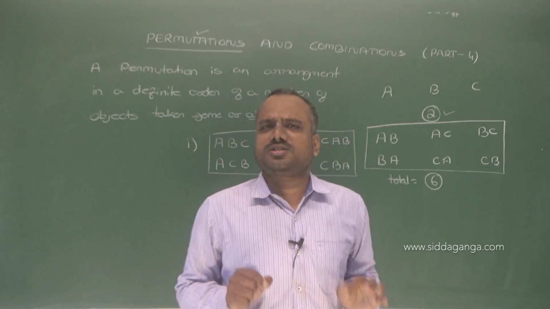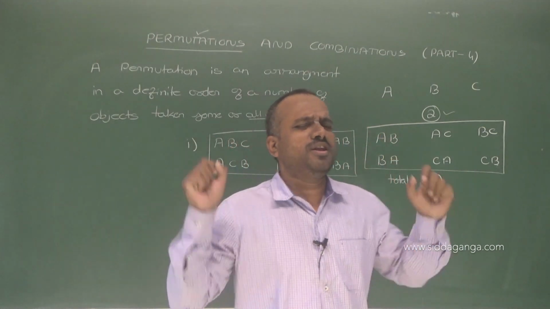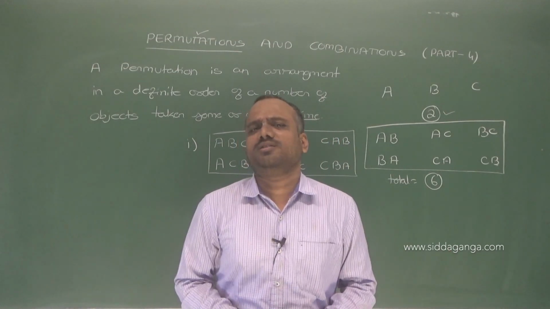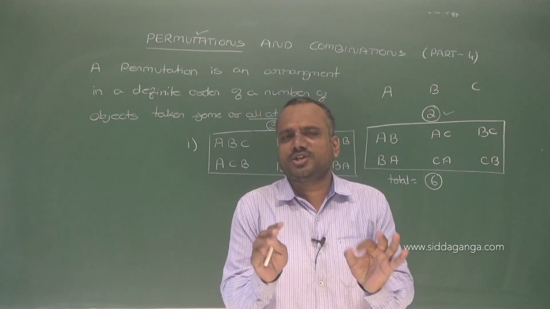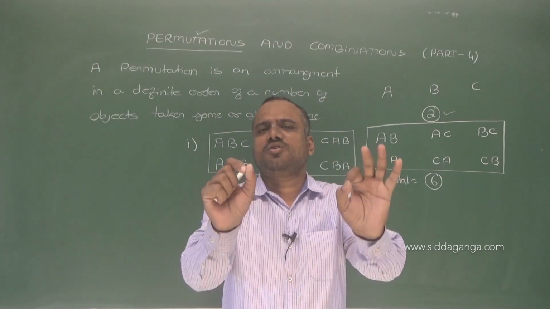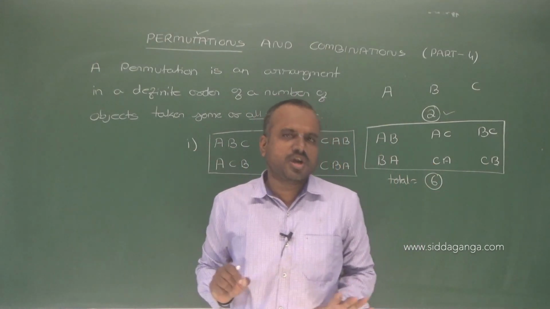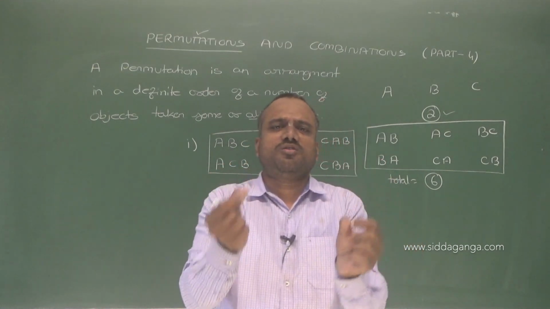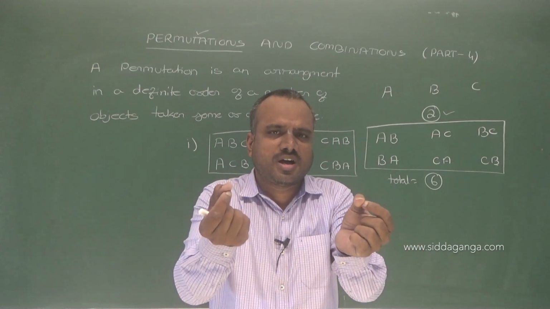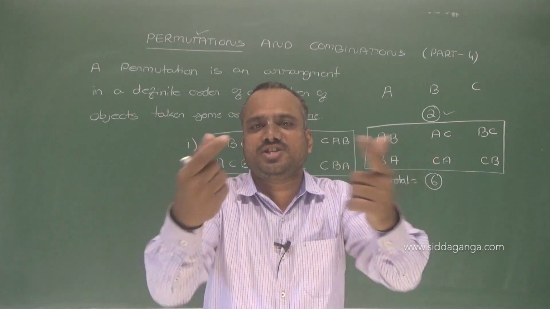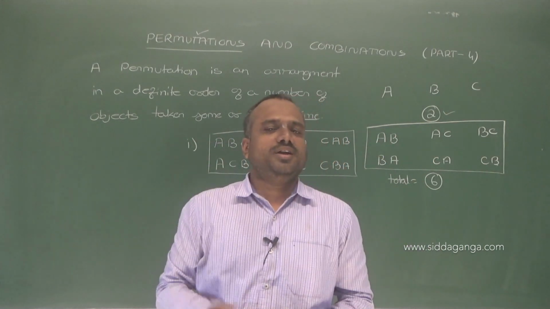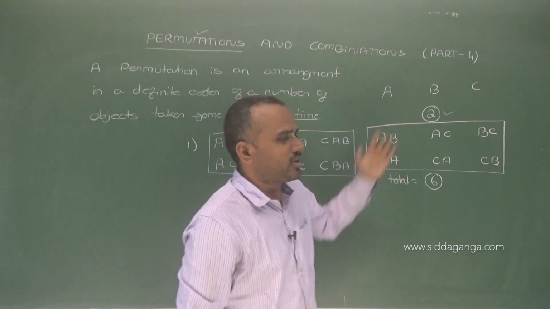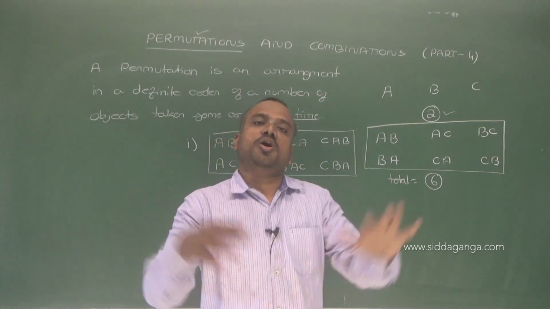Overall a simple concept. In a simple manner, if anybody asks what is permutation, permutation means arrangement of elements, or arrangement of objects, according to a definite order. Definite order means we take 2 at a time, 3 at a time, or all at a time.